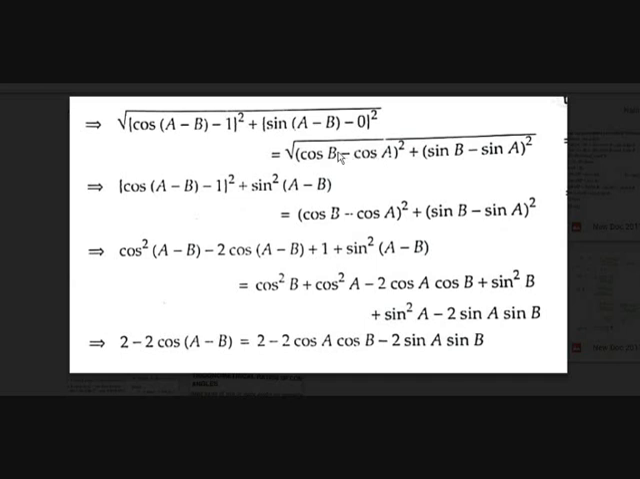It is the x coordinate of P3 and the x coordinate of P1, so it is root of cos b minus cos a whole square plus sin b minus sin a whole square. Okay, now if you apply square on either side, the square roots will get cancelled out. And then we will get cos alpha minus beta minus 1 whole square plus sin square alpha minus beta, because there is 0. There is no need to mention 0.